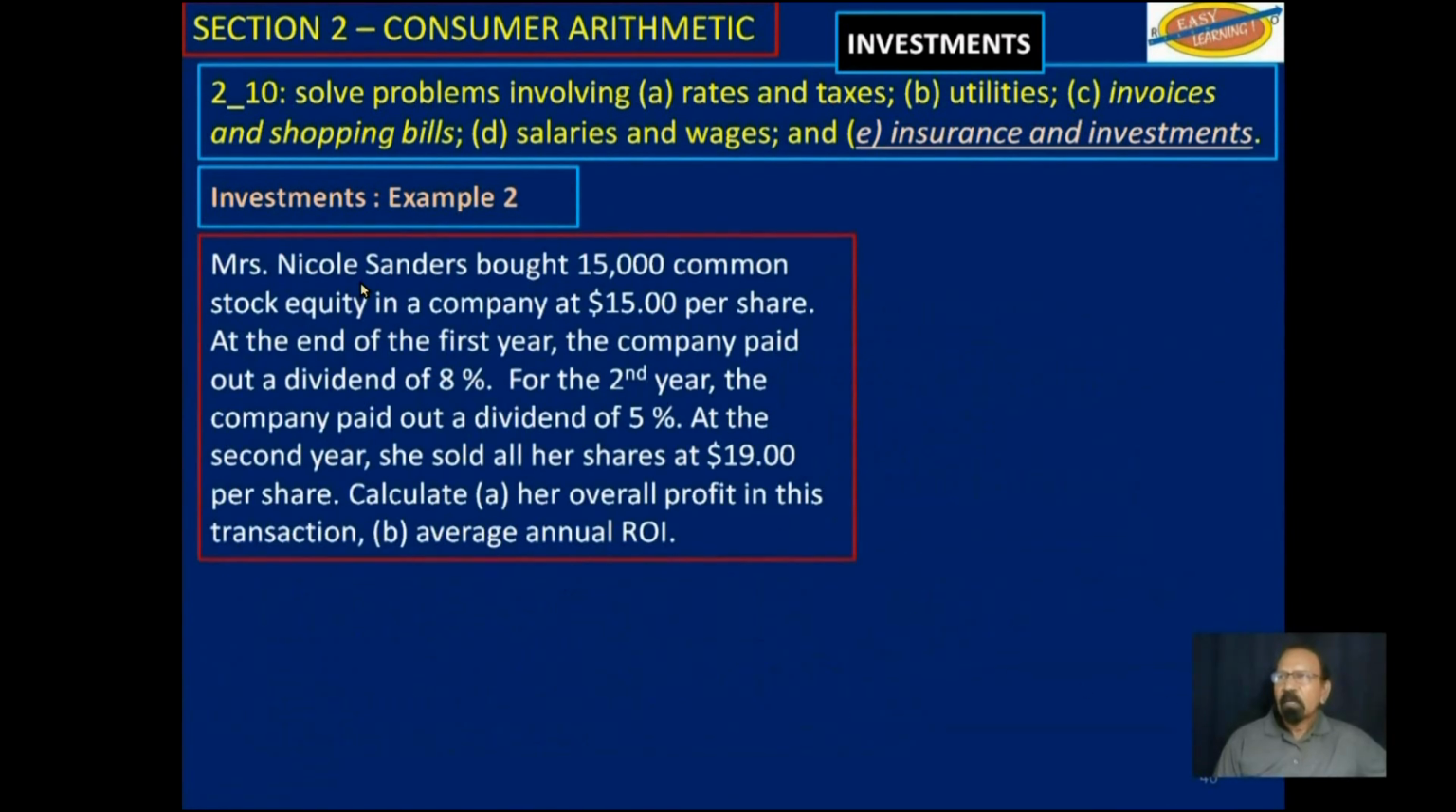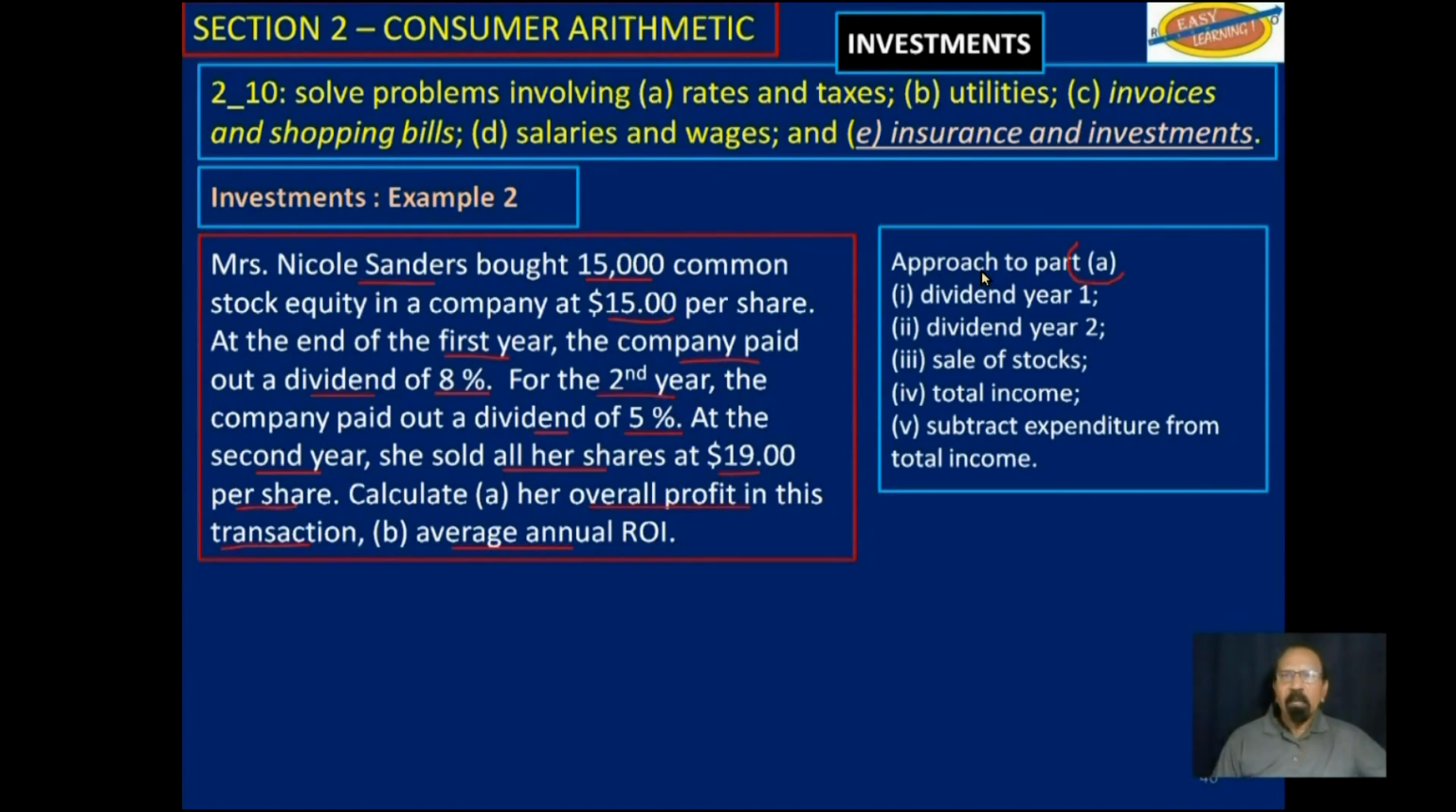Example 2, Nicole Sanders bought 15,000 common stock equity in a company at $15 per share. At the end of the first year, the company paid a dividend of 8%. For the second year, the company paid out a dividend of 5%. At the end of the second year, she sold all her shares at $19 per share. Calculate her overall profit in this transaction and the average annual ROI.